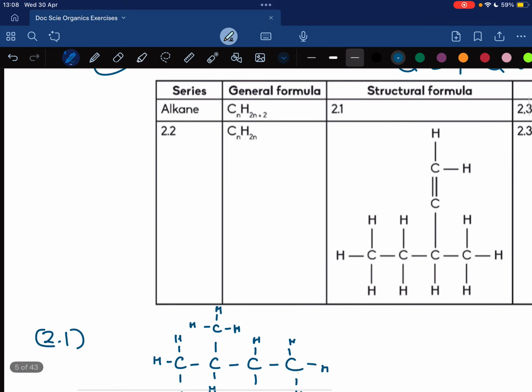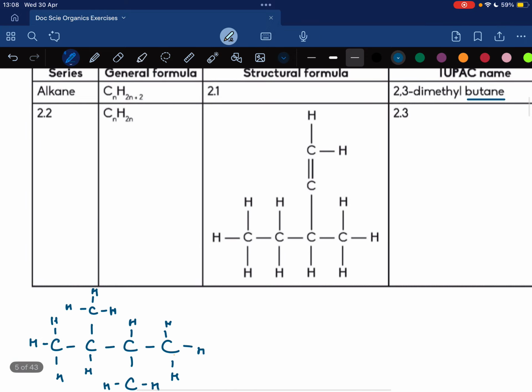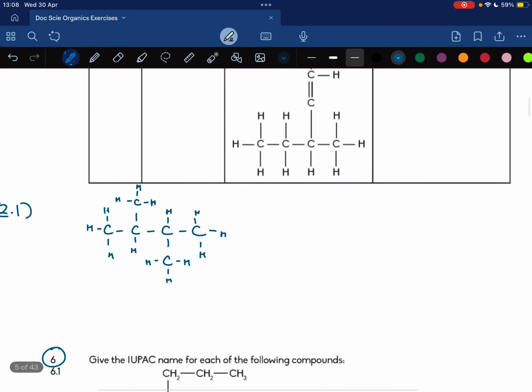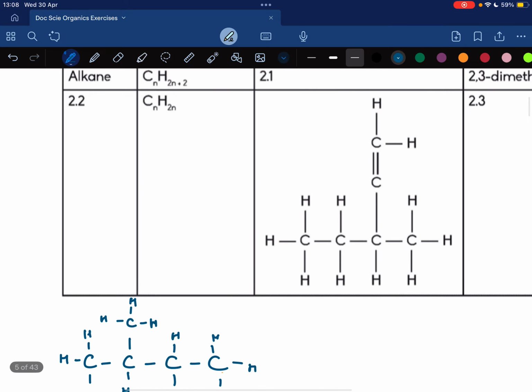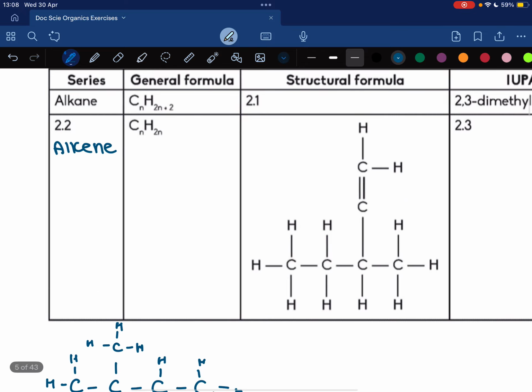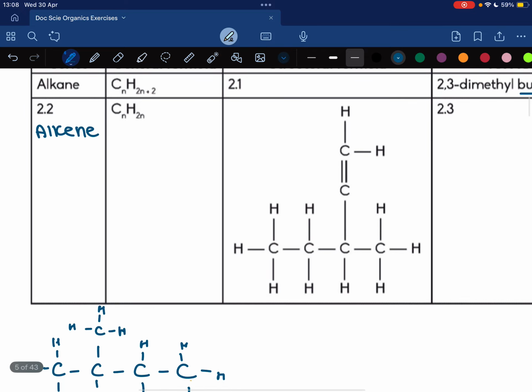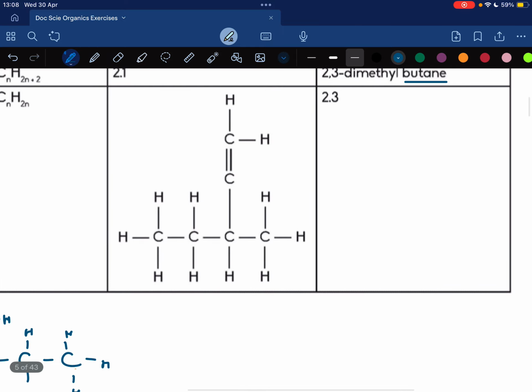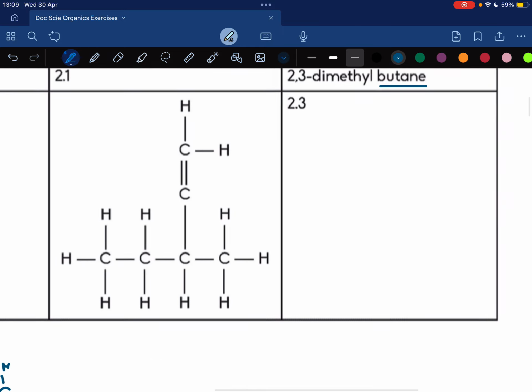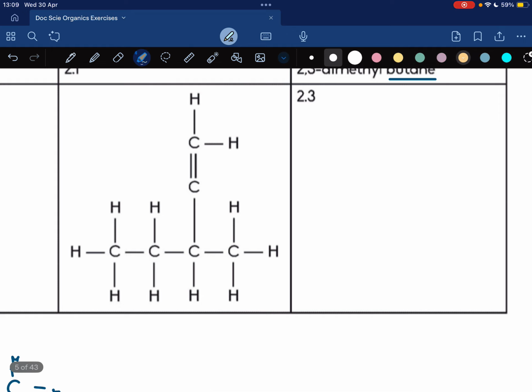Then question 2.2 asks you for the homologous series that you see here. Okay, I'm sure it's quite easy to see that it would be an alkene. It gives you the general formula CnH2n, and it gives you the structural formula. It asks you for the IUPAC name. So let's have a look. So remember, we need the longest carbon chain, which includes the functional group. Now the functional group is here, which means that the longest carbon chain would go like that. So we'd have 1, 2, 3, 4, 5.